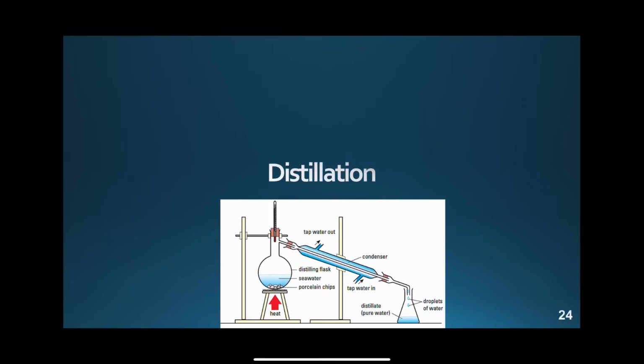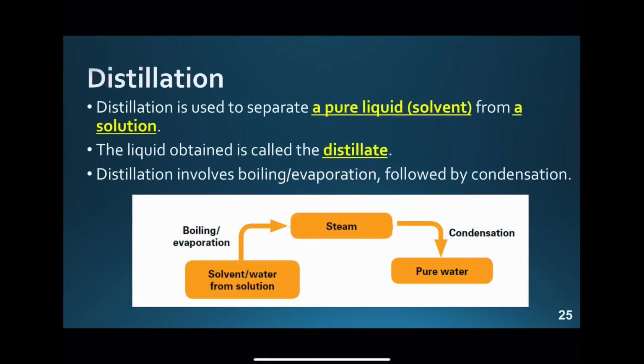If not, don't worry. Basically, the distillation setup is a method used to separate the pure liquid, which is the solvent, out from the solution. The liquid that we obtain is what we call the distillate. It's a term that we use to describe the chemical that comes out when we perform distillation. And this entire distillation uses both boiling and evaporation, followed by condensation.